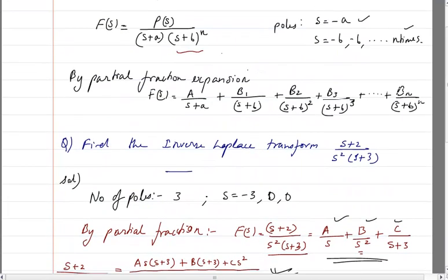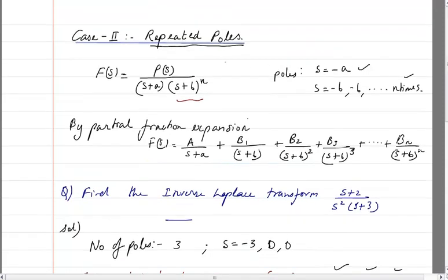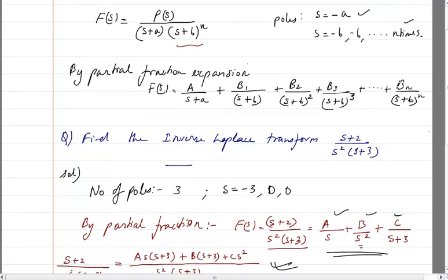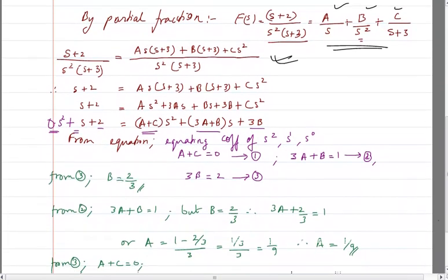But when you have repeated poles, this is the technique. Now, are there any equations for solving this? Yes, there is an equation for solving this, but that is a little bit complicated. Differentiation is all involved. So I will not ask you to study that method. This method will be enough.